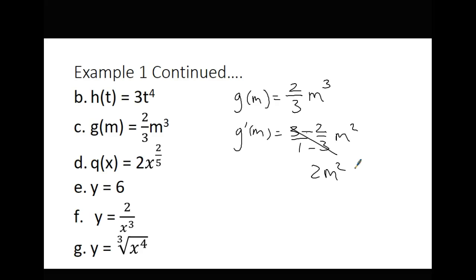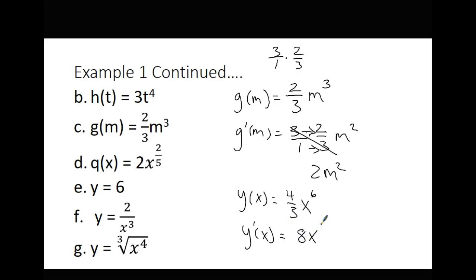Does anybody feel like they need to practice that before I move on to the next topic? Let's do one, just in case. How about, let's do y of x equals 4 over 3 x to the 6th power. Find for me y prime of x. One down here. So what? 5. Yes. So multiplying 6 times 4/3 would give you 24 over 3, which is 8, and then taking 1 off of there is 5.